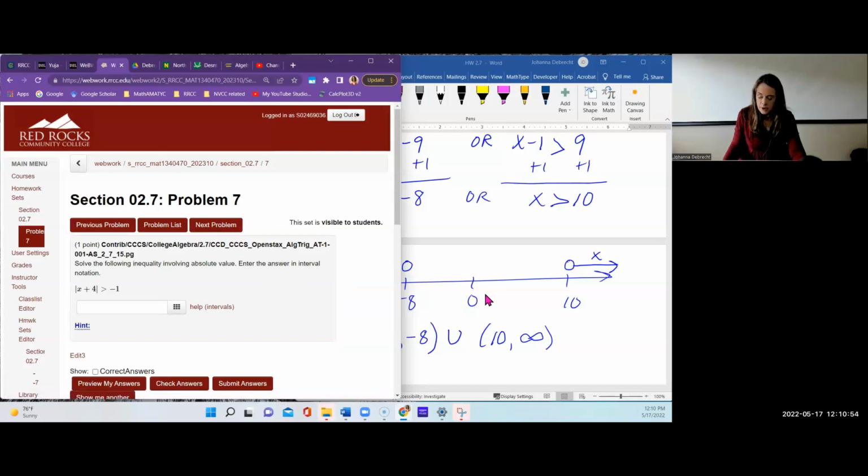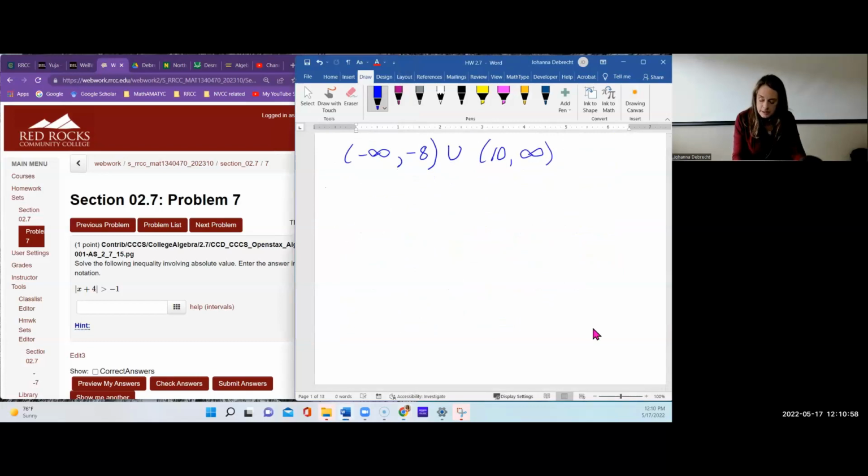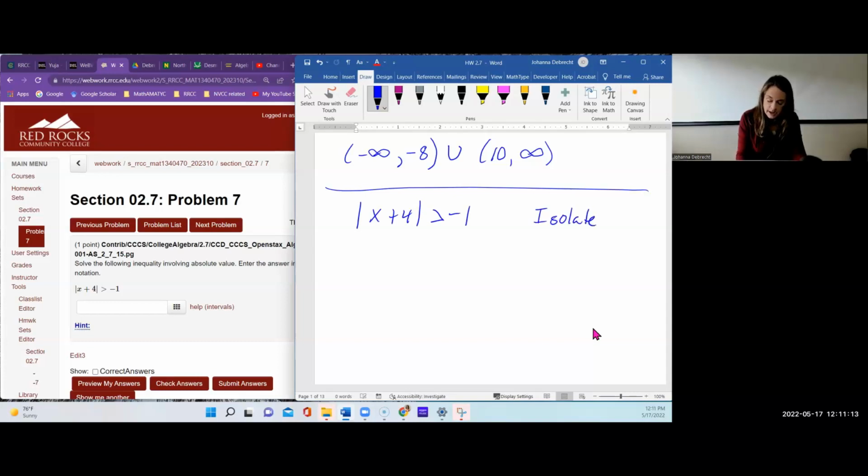Let's take a look at problem number 7. Problem number 7 is a special case, and it's always worth looking at the special cases. In this case, we have the absolute value of x plus 4 greater than -1. I need to isolate the absolute value first, and it's already on the left by itself, but let's interpret in words what this means.